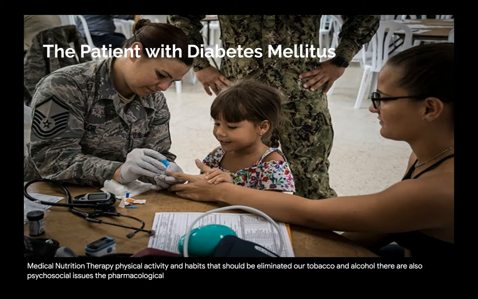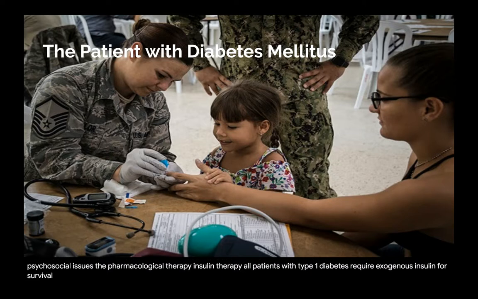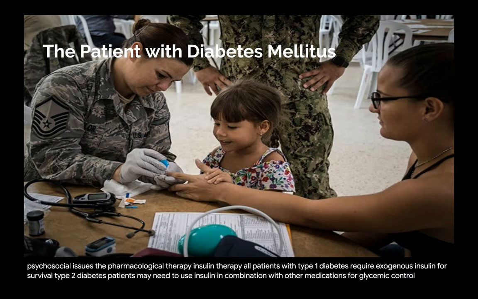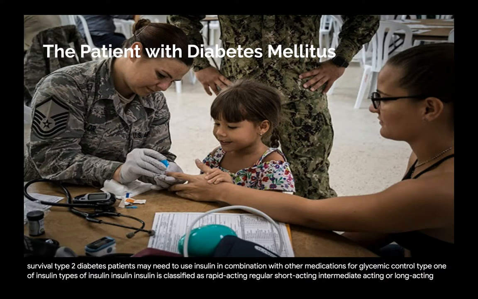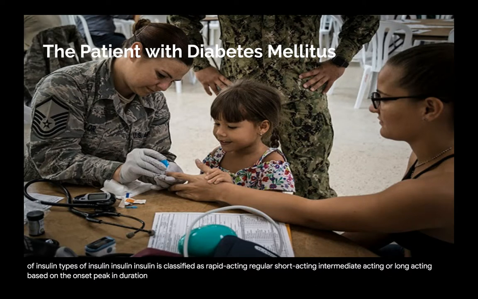The pharmacological therapy, insulin therapy. All patients with type 1 diabetes require exogenous insulin for survival. Type 2 diabetes patients may need to use insulin in combination with other medications for glycemic control. Types of insulin. Insulin is classified as rapid-acting, regular, short-acting, intermediate-acting, or long-acting based on the onset, peak, and duration of action.